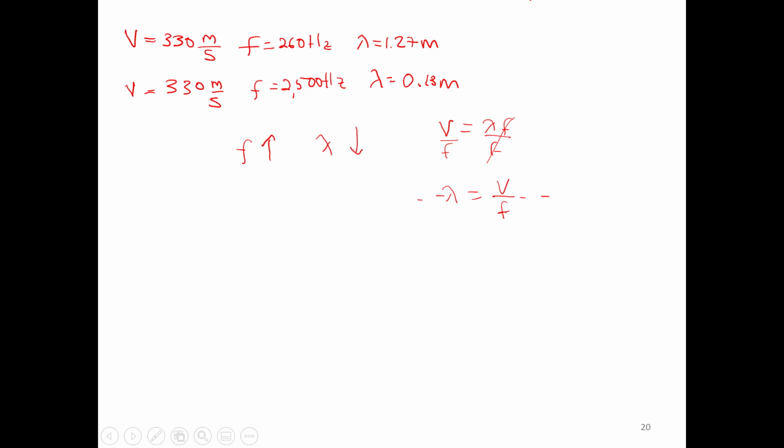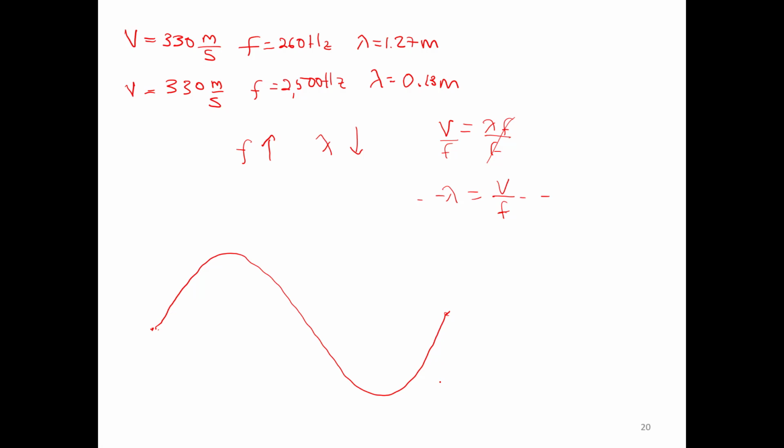Let's try to graph this one. This is the representation of one complete cycle for the first wave. Yes, for the first wave. Then it's 1.27 meters from this point to this point. We had 1.27 meters.